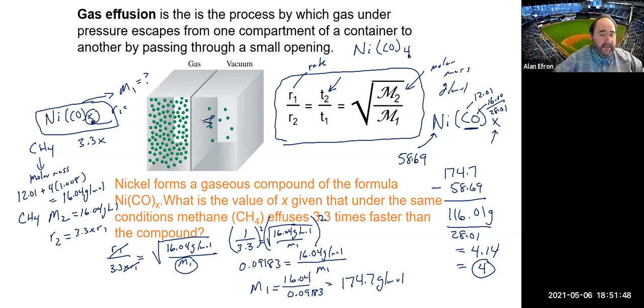So again, you could use this formula obviously to figure out a formula like we just did here. Again, you could figure out, if you know the molar masses, how fast the rate is. If you're dealing with time instead of rate, you can figure out how long it would take a gas to kind of move from one side to the next. Any questions on that there?